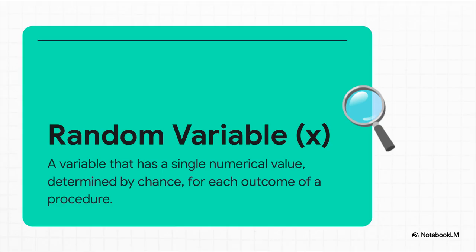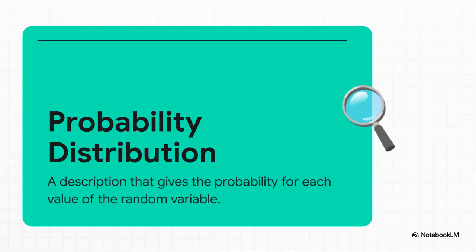So if we flip a coin twice, the number of heads we get could be 0, 1, or 2. That number, 0, 1, or 2, that's our random variable, X. That's it. Tool number two is the probability distribution. Now, if the random variable gives us our list of possible numerical outcomes, you can think of the probability distribution as the actual map. It's what tells us the chance of each of those numbers happening. It's our guide to the landscape of probability.